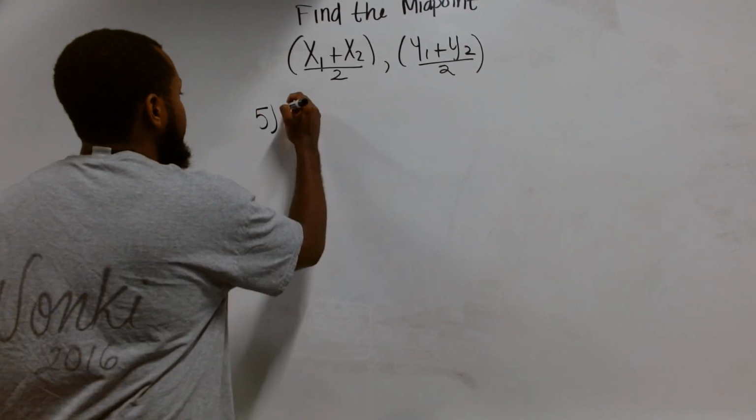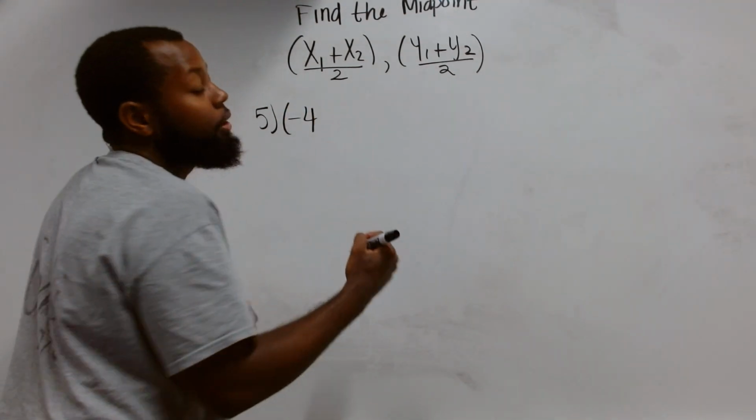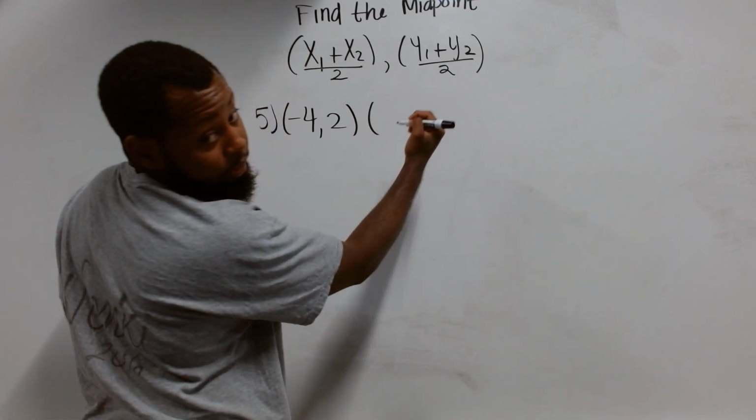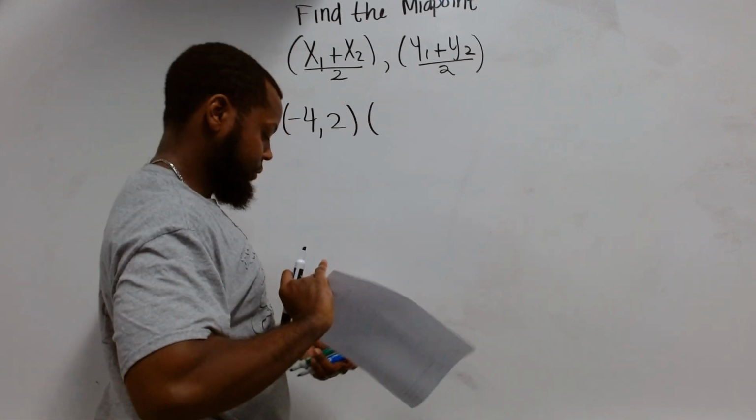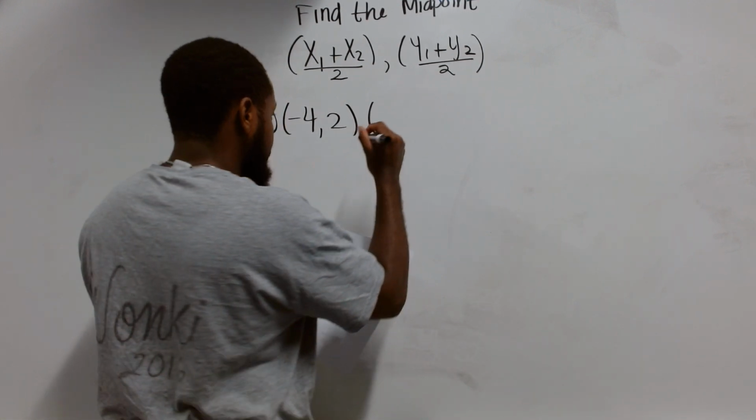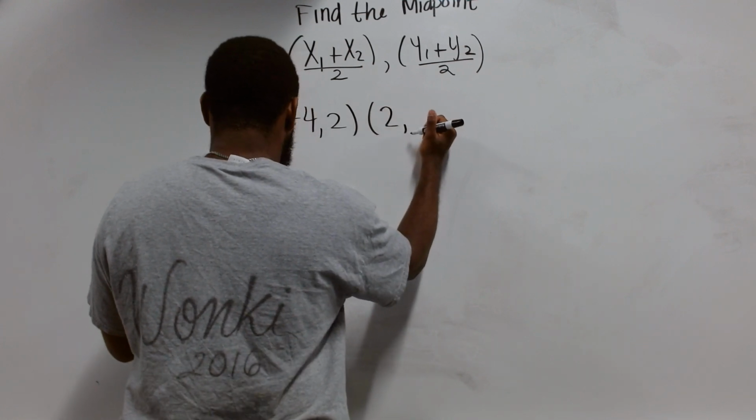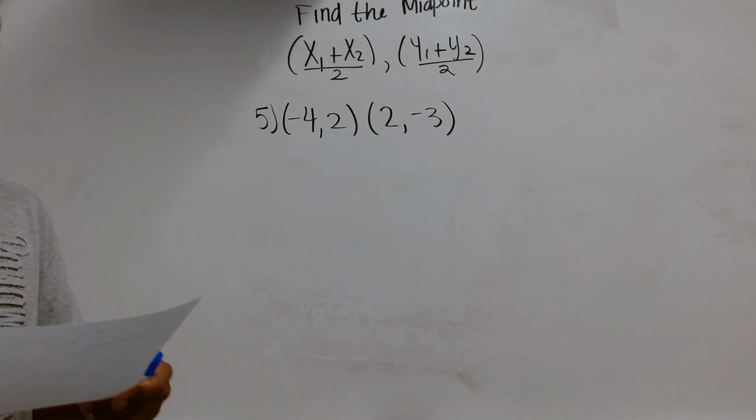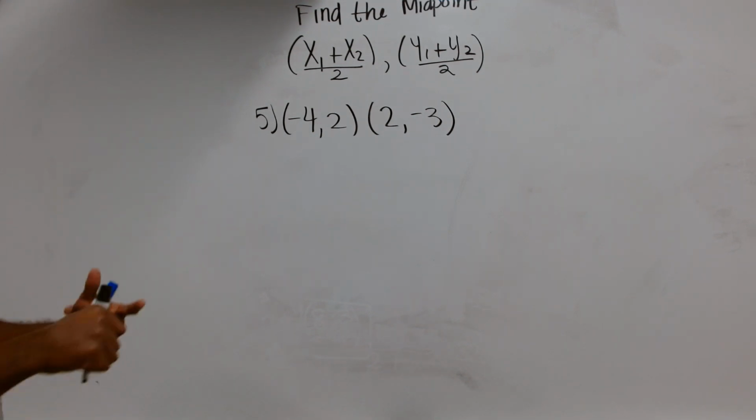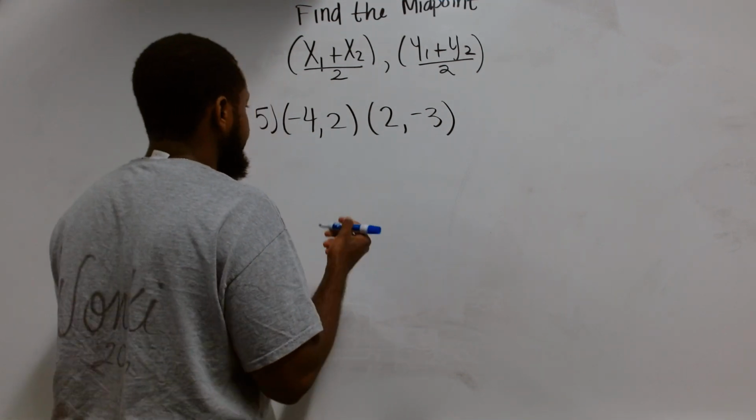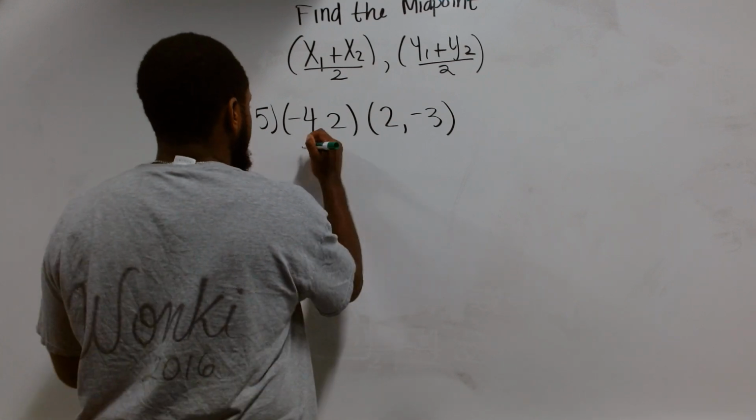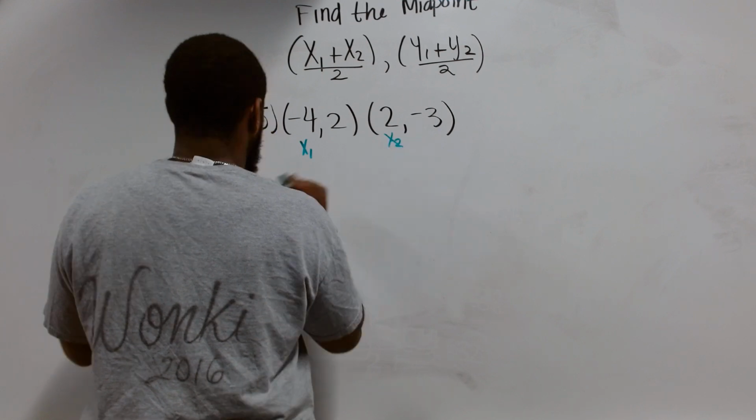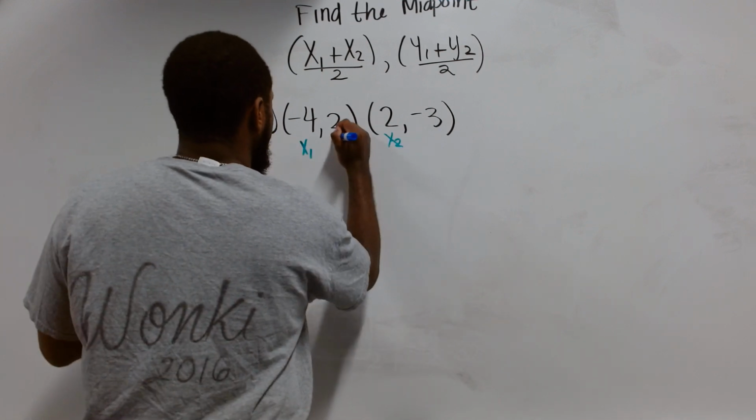Here we got negative 4, 2, and then we have 2, comma, negative 3. Label, label, label. Let me not switch up the routine. X, Y.